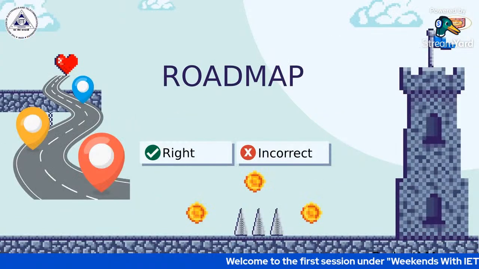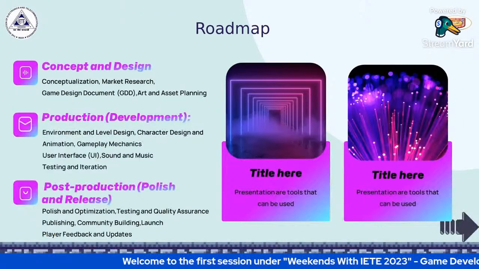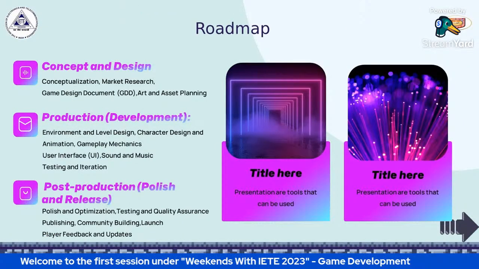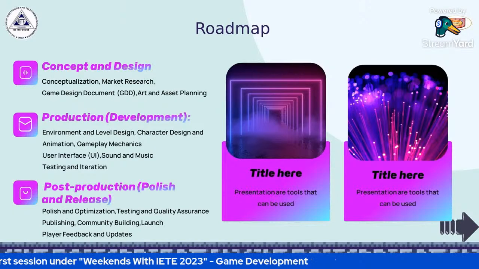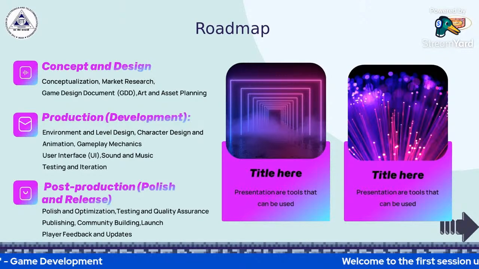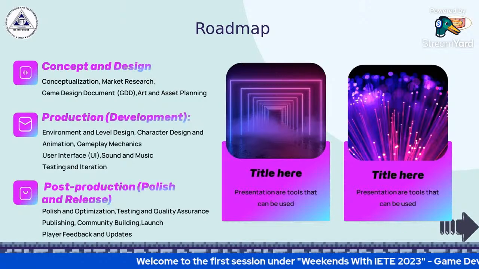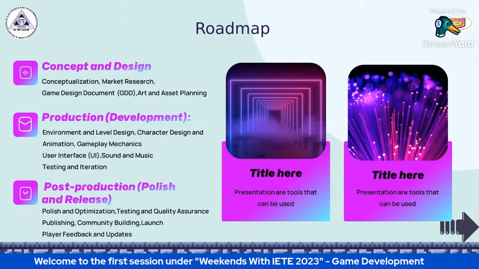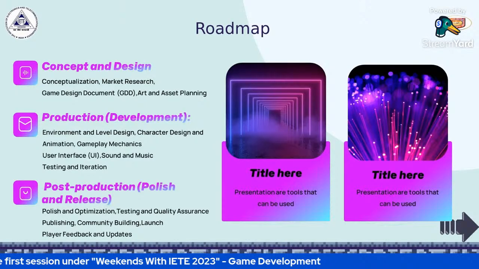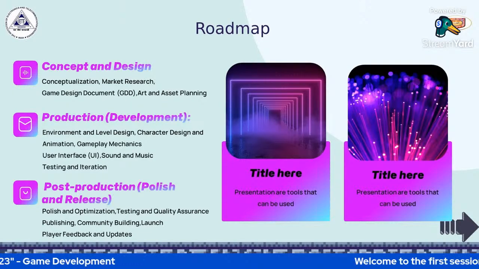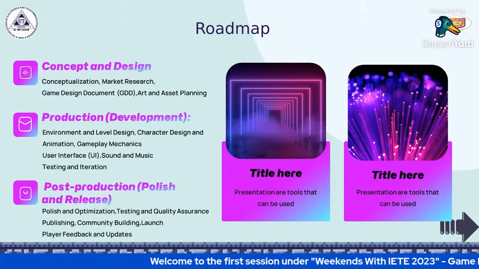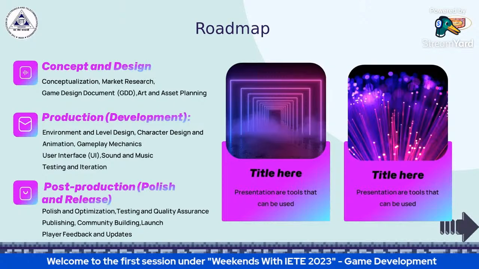Okay, let me continue. It requires your market research, like you must know what is going on in the market currently. You must know what the documents are, what your asset planning will be, what models you will need, what kind of animation, textures, and sound effects you require. And then coming to the next phase, that is the production. Production is most important, it's completely how you're going to build the game environments, your layouts, your character design, animation, and the gameplay mechanics.